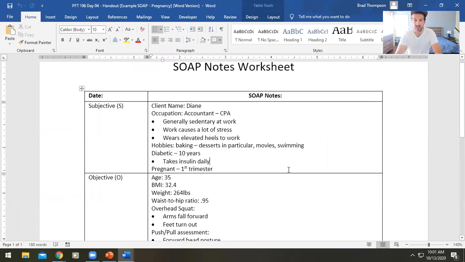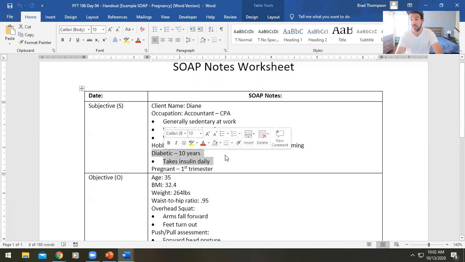So this is Diane. She is a CPA, an accountant, which is generally a very sedentary job that is also often a very high stress job. And because she works in a firm, she has to wear high heels to work. So these are all pieces of information that are handy for us. Her hobbies include baking, which is a great hobby, but can often lead to elevated sugars, desserts in particular. She likes watching movies, and she does like going for a swim. And she's been a diabetic for 10 years. She's been taking insulin daily.